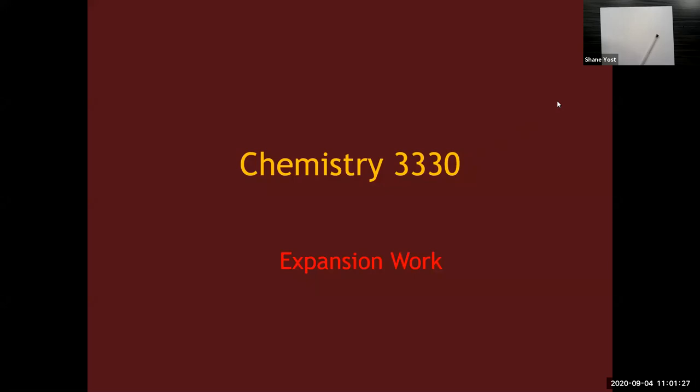So for today, we're going to be talking about expansion work. I guess in this class, that's the only type of work we'll really consider. There are a lot of different kinds of work that one can do, besides just expansion and compression. There's electrical work, and work related to biochemistry, with surface tension and things of that nature. I'm trying to remember some other examples, but there are other types of work that exist in chemistry, which we won't really go over. We'll just focus on expansion and compression work.